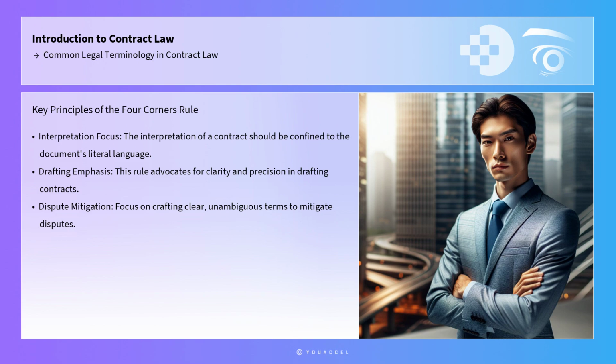Another practical framework is the Four Corners Rule, which emphasizes that the interpretation of a contract should be confined to the document's literal language. This rule advocates for clarity and precision in drafting contracts, reducing reliance on external evidence. Professionals should focus on crafting clear, unambiguous terms to mitigate disputes and ensure enforceability.